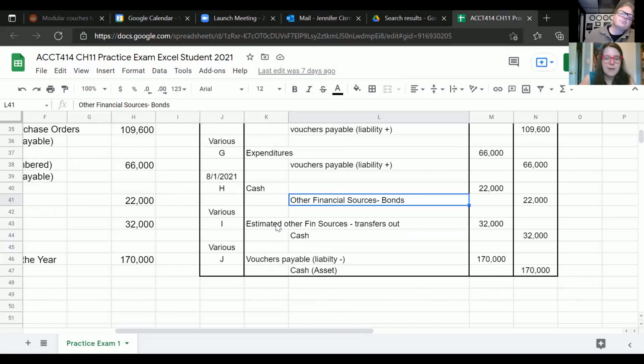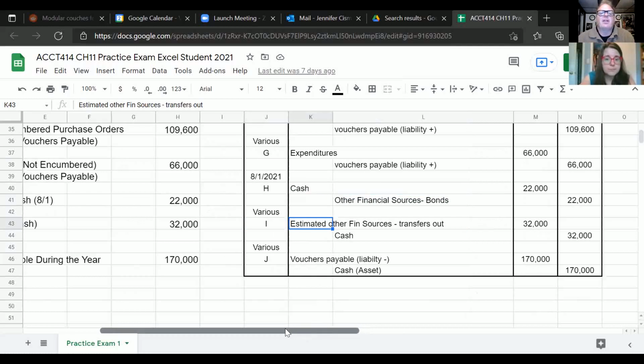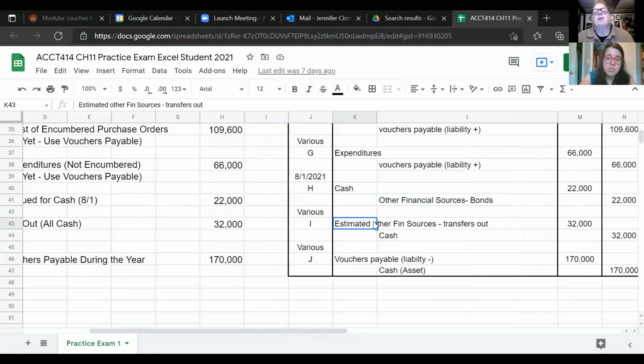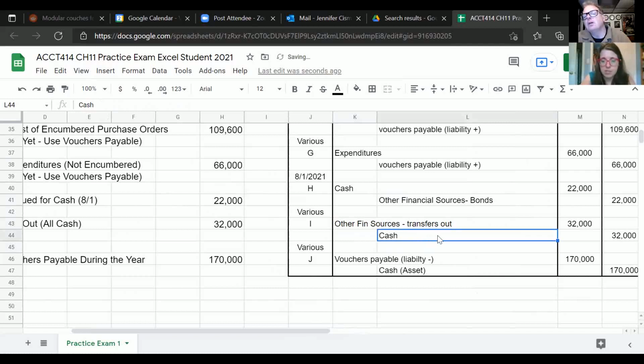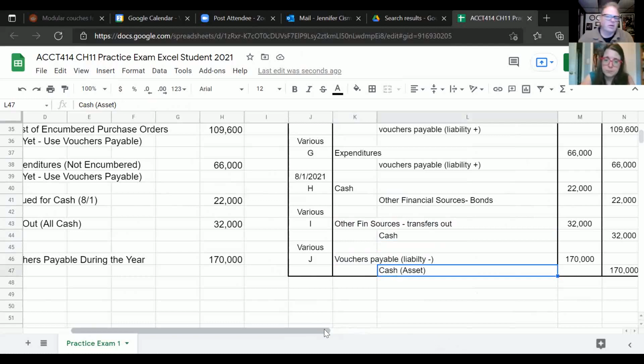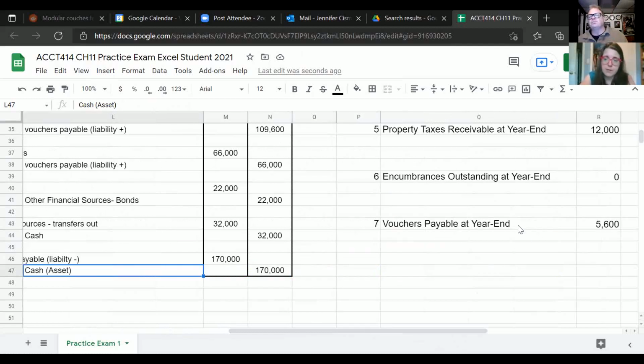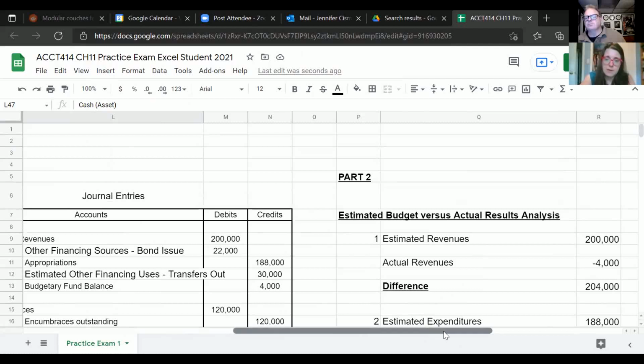All right. And then the estimated other financial sources transferred out. That one we really didn't talk about too much. So it's just other financial sources transfers out? Yep. And then cash is credited. And then for Part J, we have the vouchers payable are debited and the cash is credited. Correct. So then coming over here, we have the differences between the budget and the actual results.